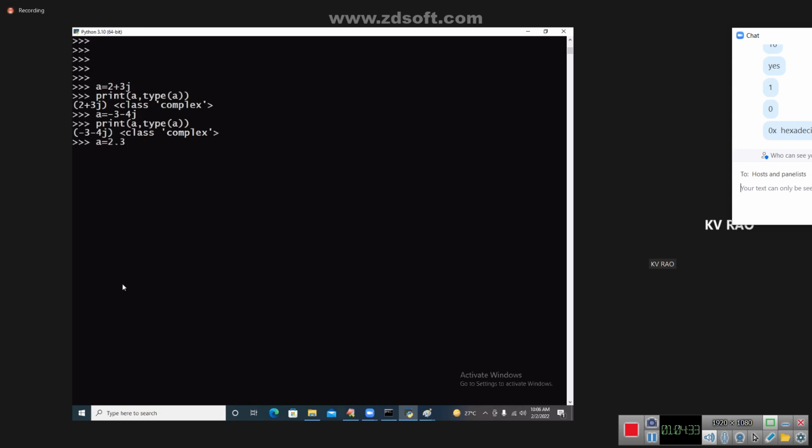a is equal to 2.3 plus what? 4.5j. Yes, print that data. It is printing like that. a is equal to minus 2.3 minus 4.6j. Print of a, I got the answer like this.